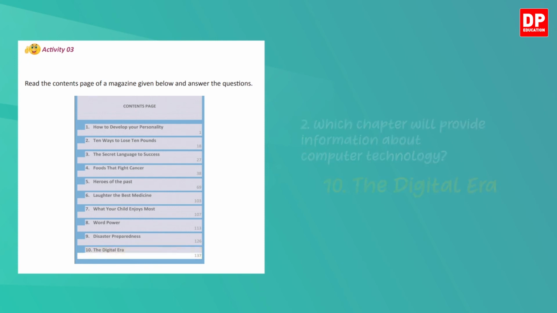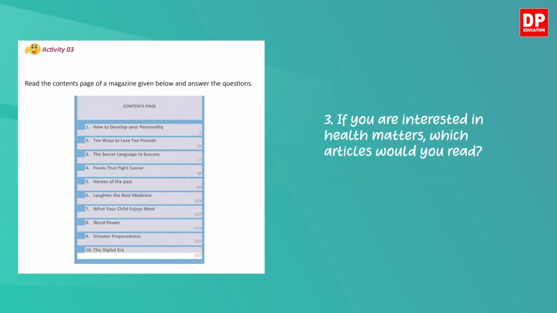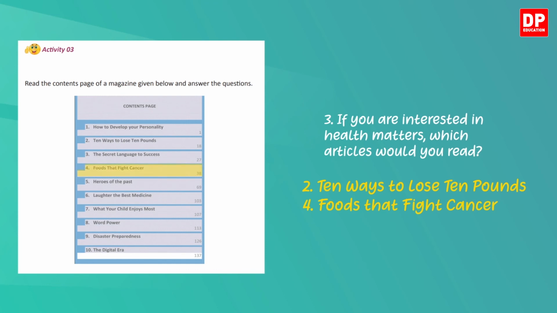Let's see the third one now. If you are interested in health matters, which articles would you read? Let's go through the contents quickly and see. The article 10 ways to lose 10 pounds is related to health matters. What else is there? Foods that fight cancer. That is also related to health. As the question wants you to find articles, you will have to write both.